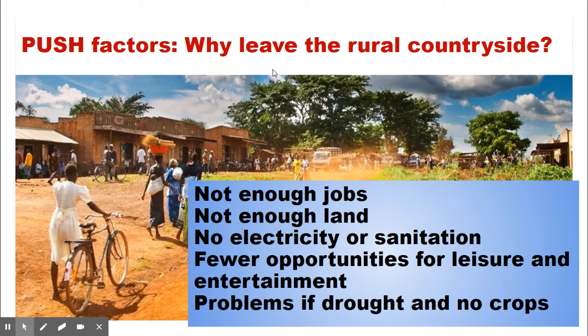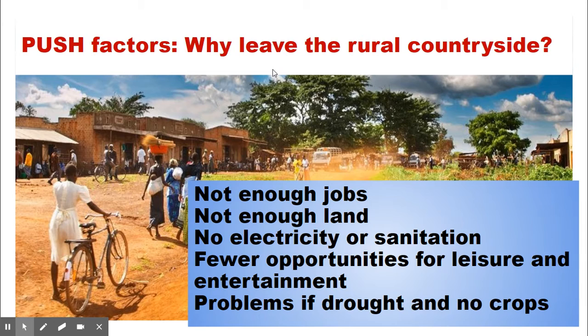Okay, so you've looked a little more detail about push and pull factors. So let's just go over those again. So a push factor. Why would somebody want to leave the beautiful countryside? Well, it might be because there's not enough jobs in the countryside, or there's not enough land for everybody to own a piece of land and to farm it.